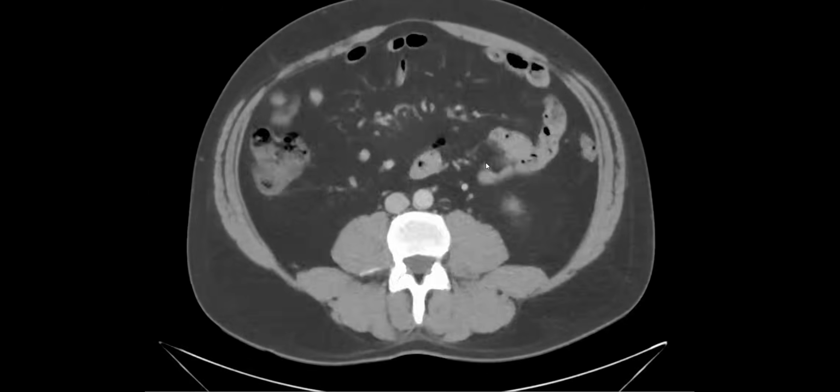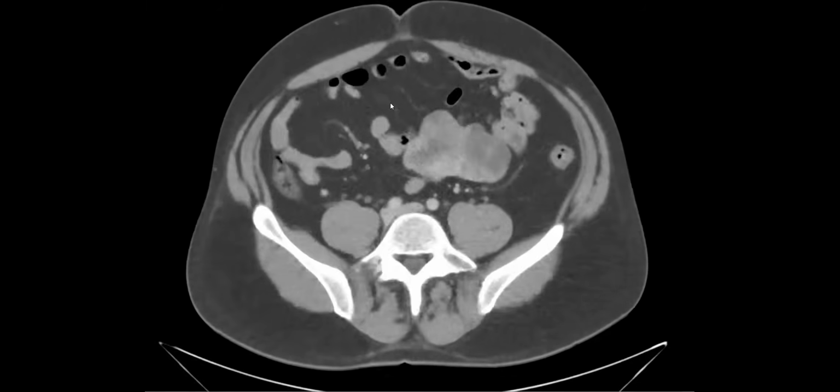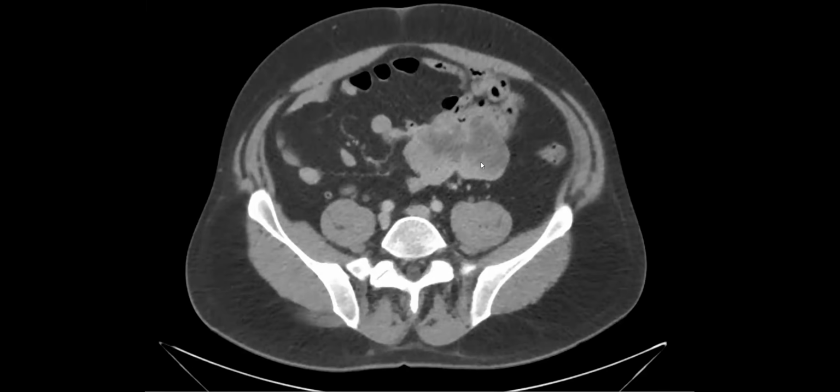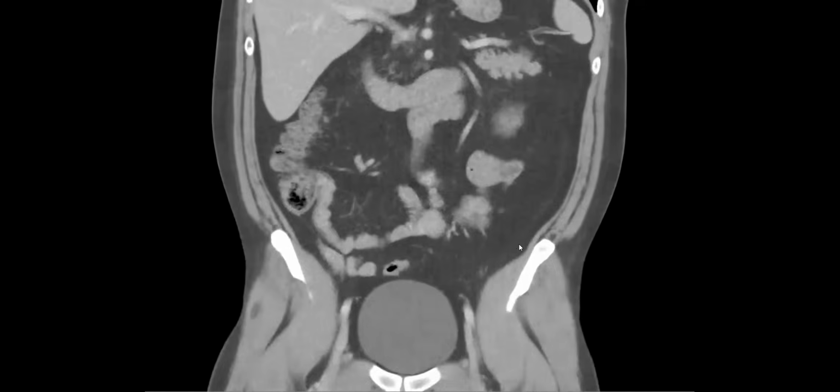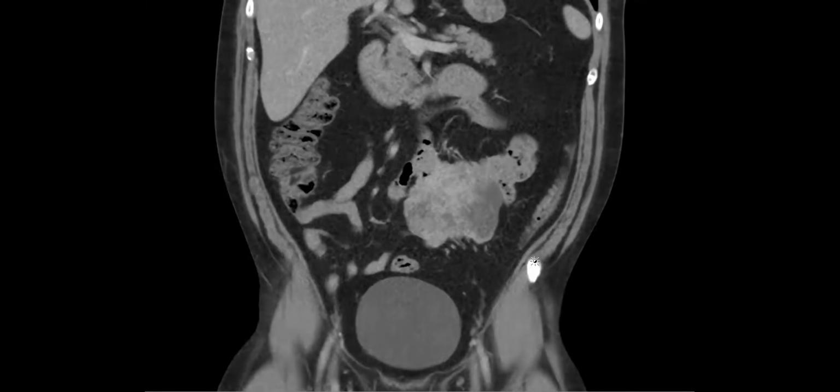I was showing this to my residents earlier. So you brought up GIST, which is great, and another thing that was brought up was lymphoma. We talked about how lymphoma can look like anything. It's usually more homogeneous, whereas this is pretty heterogeneous. This is what it looked like on coronal.